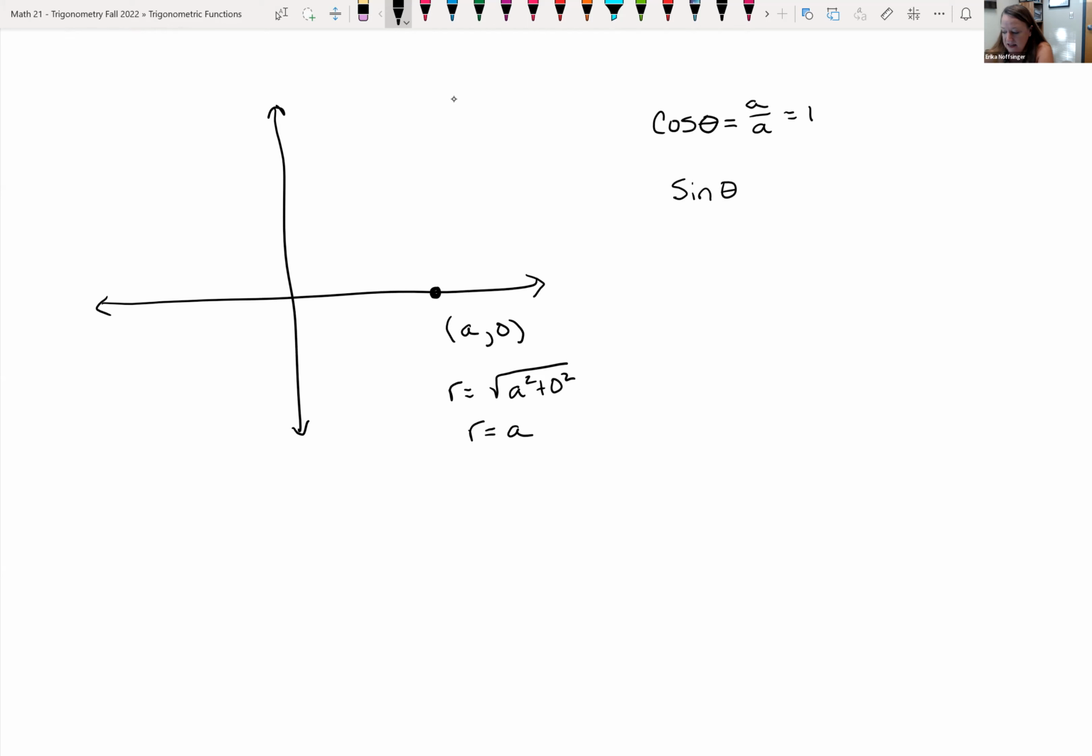Sine theta, this is equal to b. B is 0 here, all over r, which is also a. So 0 over a is 0. Tangent theta, this was b over a, or the reciprocal of this over here, which is a over 0. Can't divide by 0, so this one is undefined.